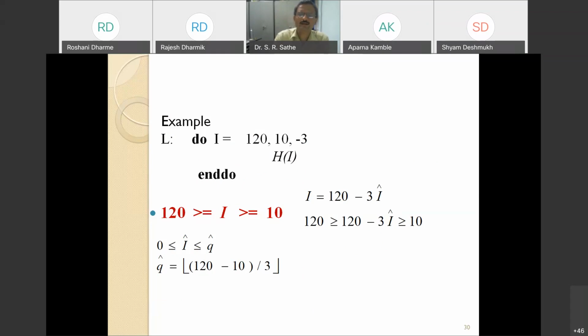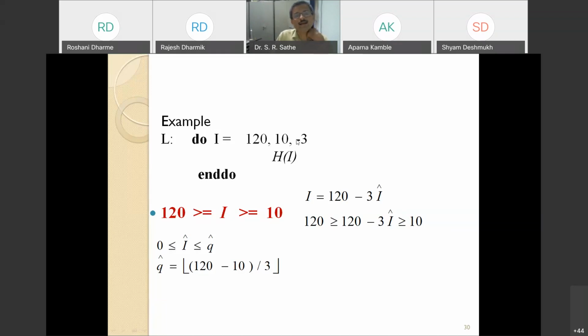I is equal to 120 to 10 in steps of -3. Okay, it is going in the reverse direction. It starts from a higher value and goes to 10 in steps of -3. So 120 greater than or equal to I greater than or equal to 10. Introduce I is equal to 120 minus I is equal to P plus I caret theta. Theta is -3. So 120 greater than or equal to 120 minus 3 I caret greater than or equal to 10. Okay, so we have 0 less than or equal to I caret less than or equal to Q caret.